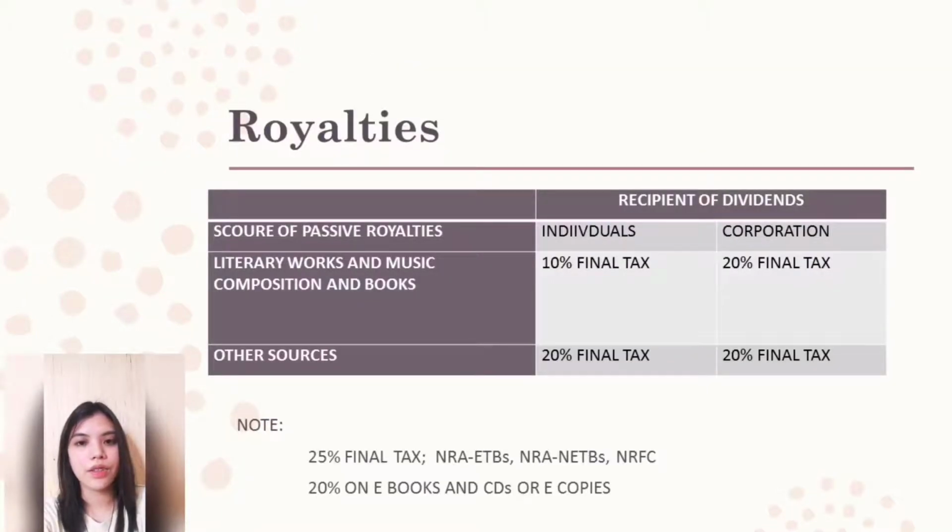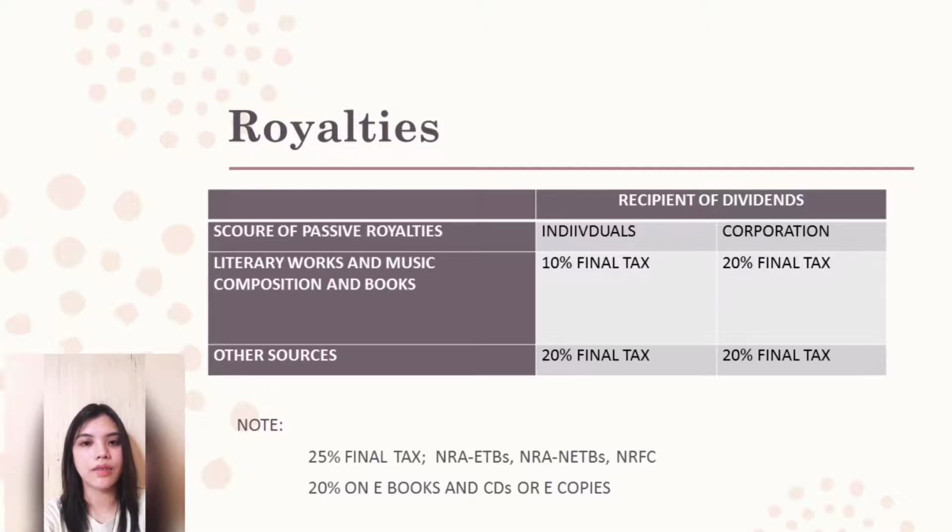Royalties. Under the regulations, the 10% preferential royalty final tax on books and literary works pertains to printed literature. Royalties on books sold as e-copies or CDs, such as e-books, are subject to the 20% final tax. Royalties on cinematographic films and similar works paid to non-resident aliens engaged or not engaged in trade or business, or non-resident foreign corporations, are subject to a final tax of 25%.